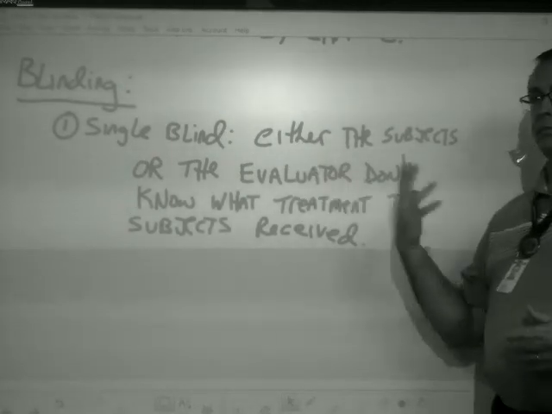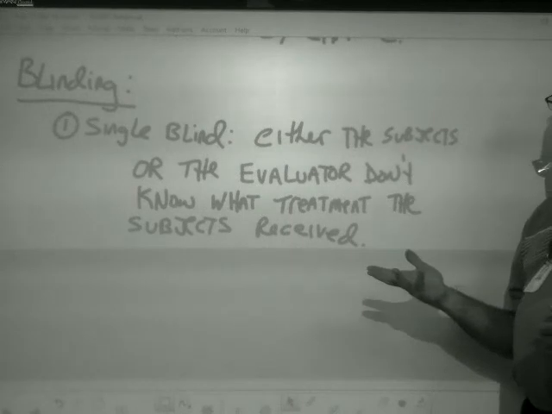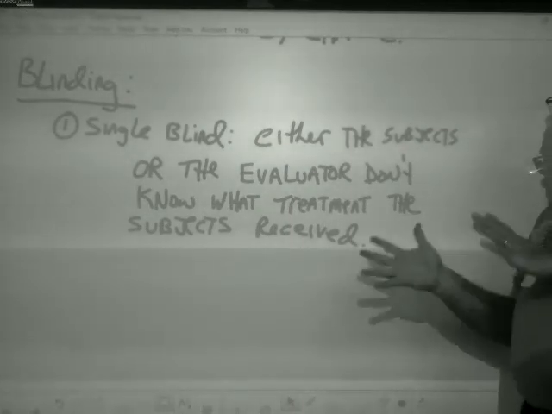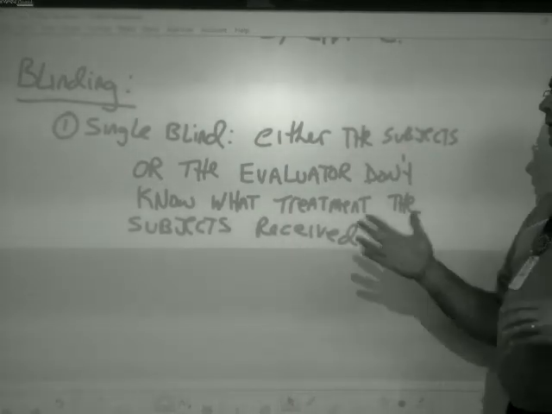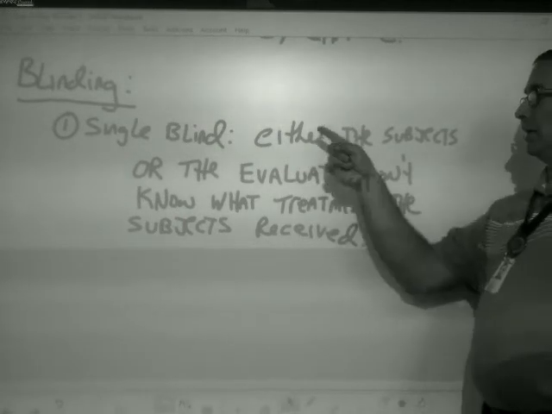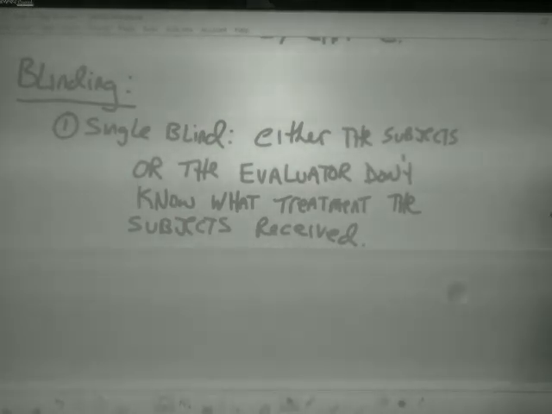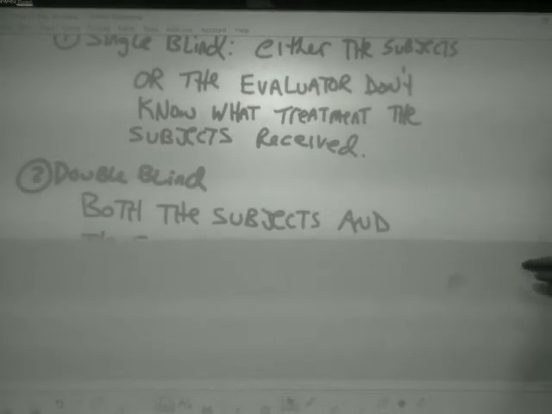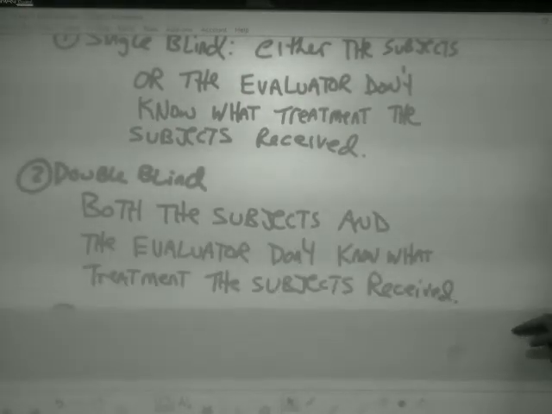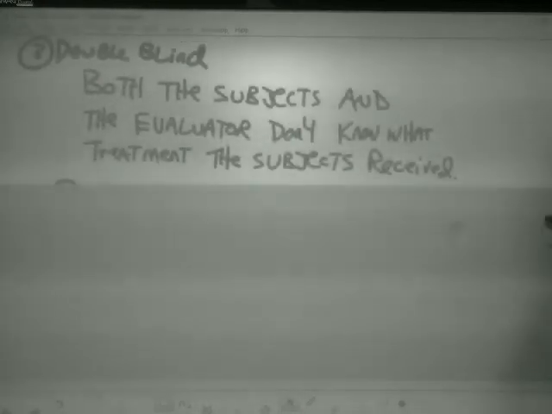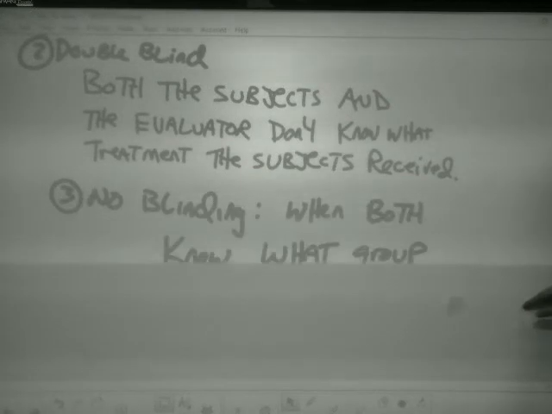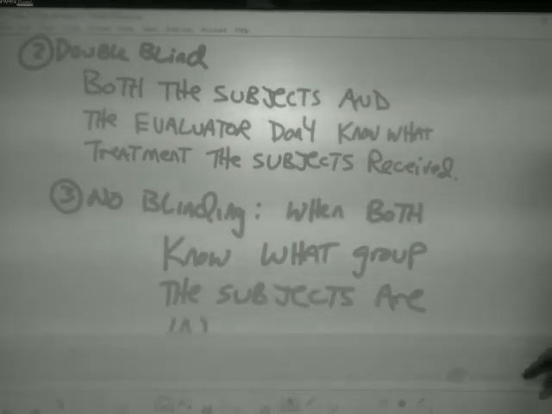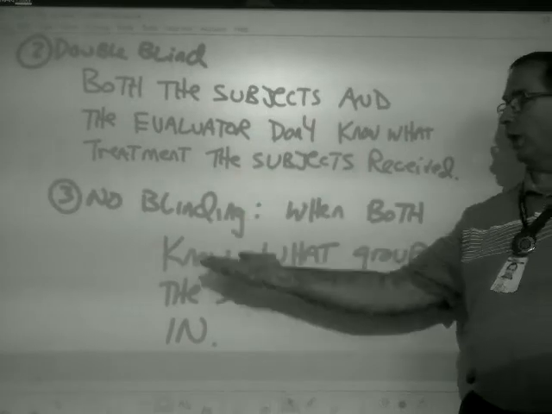An evaluator would be like a medical doctor. If only one of us knows what's going on, the other person is blind, that's single blind. But if we both don't know, that's called double blind. Both the subject and the evaluator don't know what treatment the subjects receive. Double blind. And when we both know what group we are in, then there's no blinding at all.